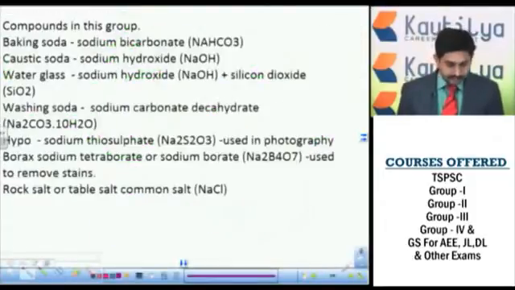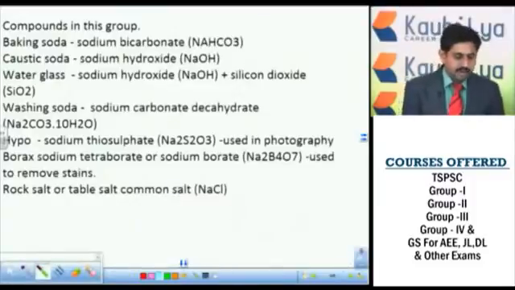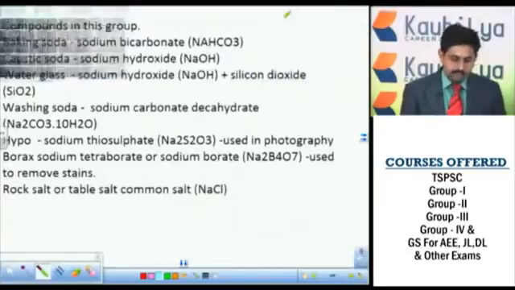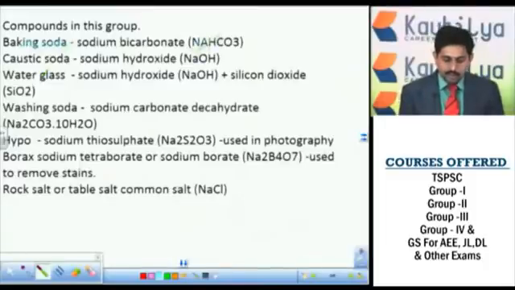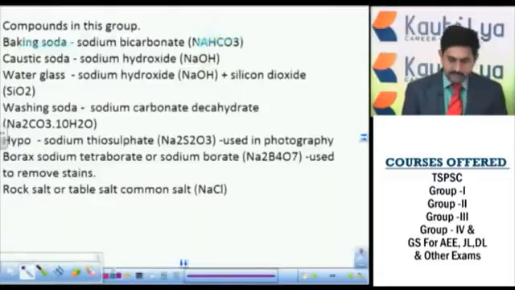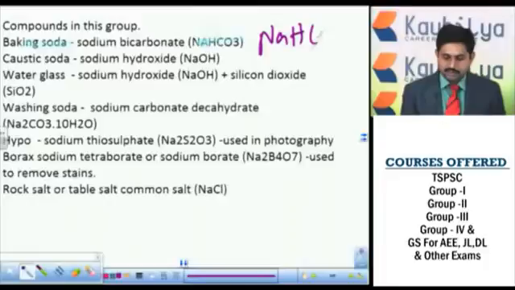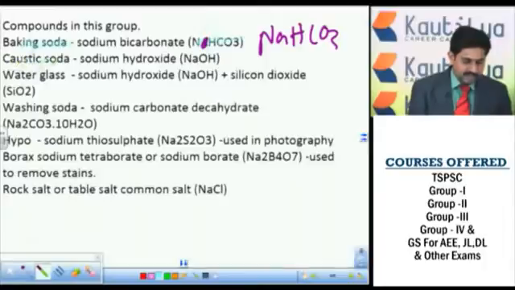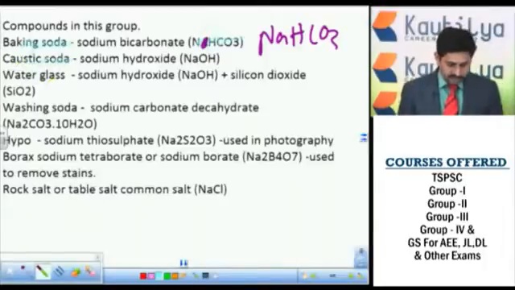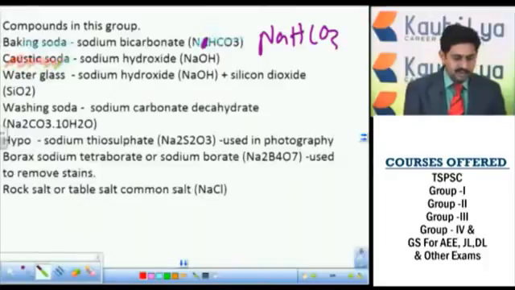Next, some of the compounds of this group. We have different types of compounds. One is baking soda. The formula is sodium bicarbonate or sodium hydrogen carbonate, NaHCO3. We'll see the importance of this again. Next one is caustic soda. Sodium hydroxide is called caustic soda.